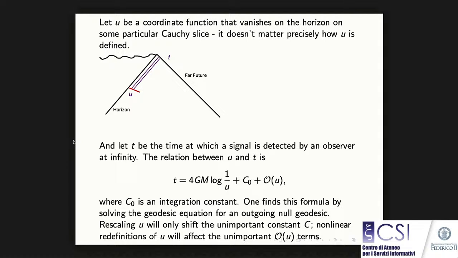So if you reparameterize u by rescaling it, you would shift the constant c0, which won't be important. And nonlinear redefinitions of u are even less important. So exactly how you measure the distance from the horizon isn't going to be important. No matter how you measure it, the time grows logarithmically as u goes to 0, and that's all that's important.